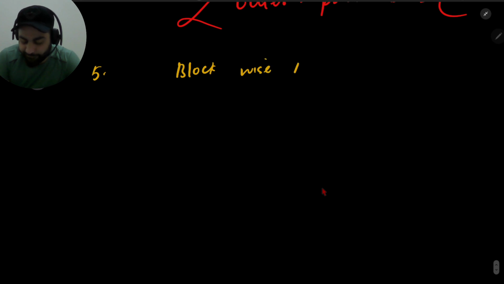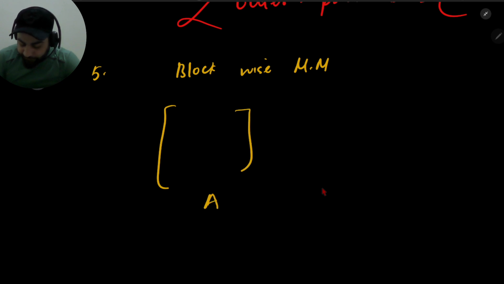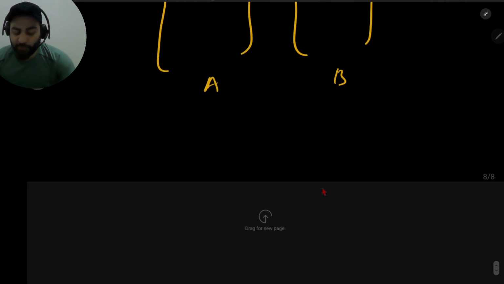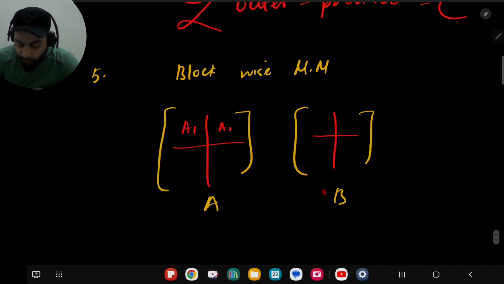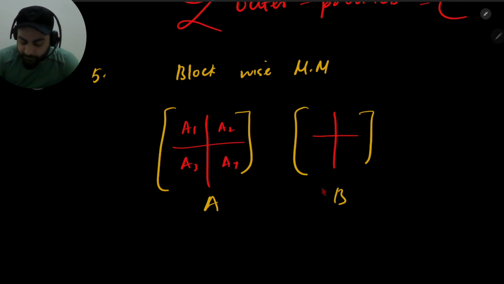Let's call it the fifth way, blockwise matrix multiplication. In this, let's suppose I have a matrix A and a matrix B. If I want to multiply them, the beauty of matrix multiplication is that you can divide them into blocks. Let's suppose it's a huge matrix, a million by million records. You can have A1 block, A2 block, A3 block and A4 block, and similarly B1, B2, B3 and B4 blocks.